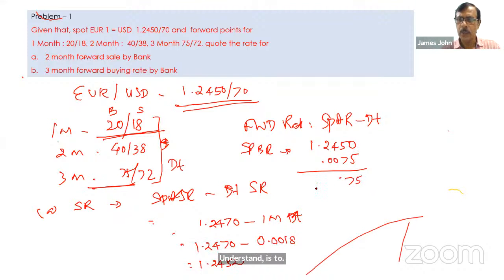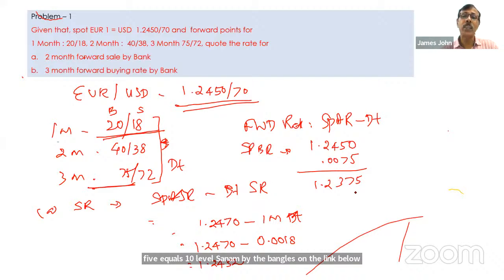Sir, in this question, if the bank is not given as buying, then it will be the other way. At what rate can it be sold? There is a question. I'll explain that also.